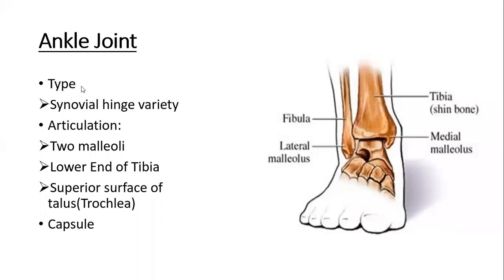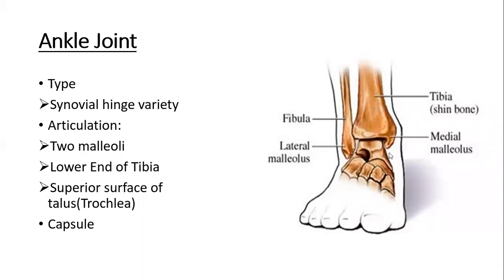Starting with the ankle joint, the type of joint is, since you know that flexion and extension takes place at the transverse axis at this joint, naturally it is going to belong to the synovial hinge variety.